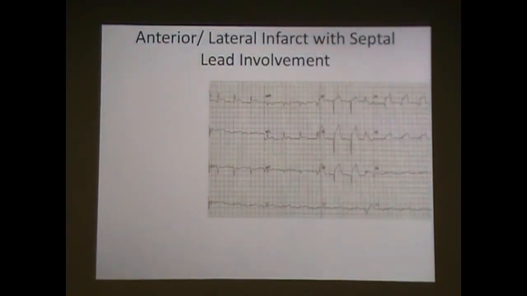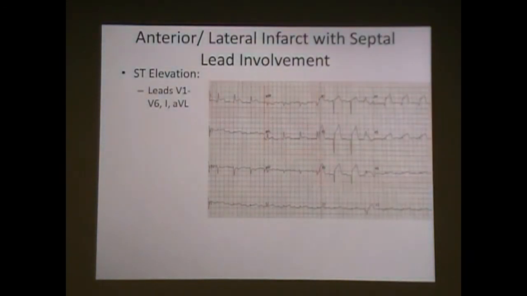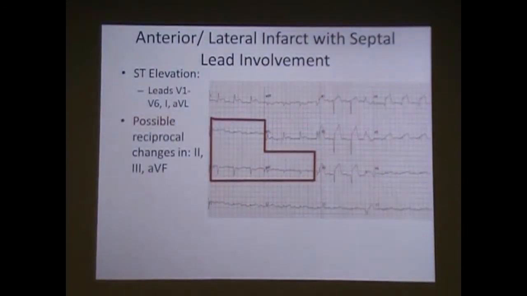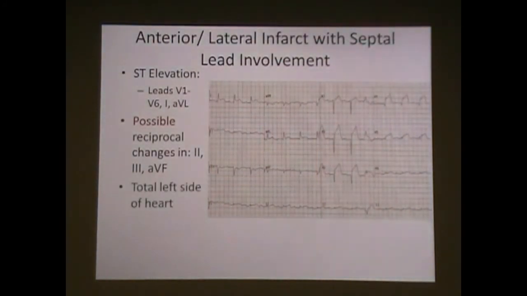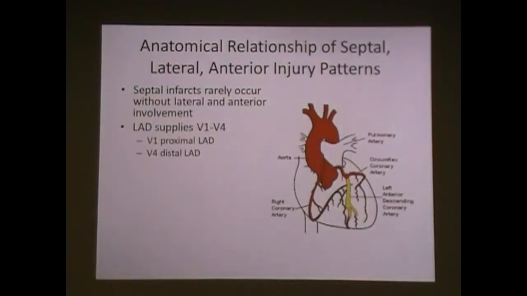Again, this is now just throwing in the V1, V2 leads into it. You can see that I've got kind of global left-sided elevation. Again, to me, this would be more suspicious again of the left main. Again, left side of the heart, reciprocal changes on the right side of the heart. Okay. And anatomical relationship to septal, lateral, and anterior injuries. Septals rarely occur without lateral and anterior.